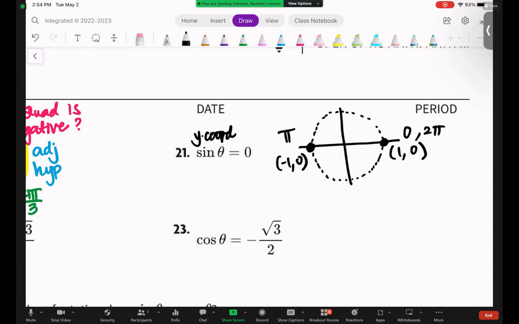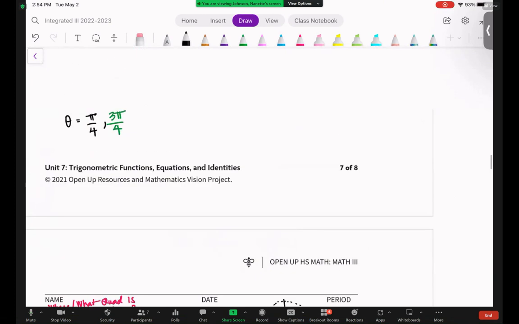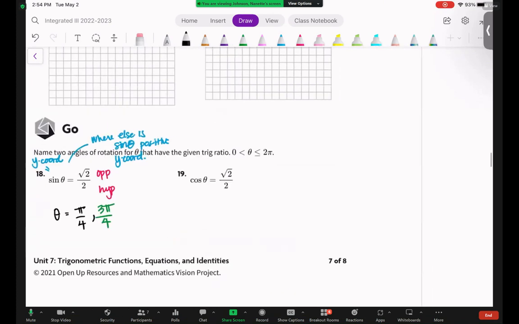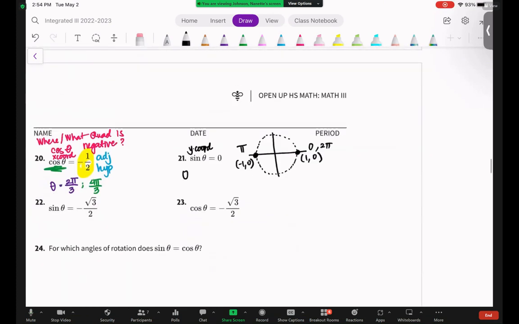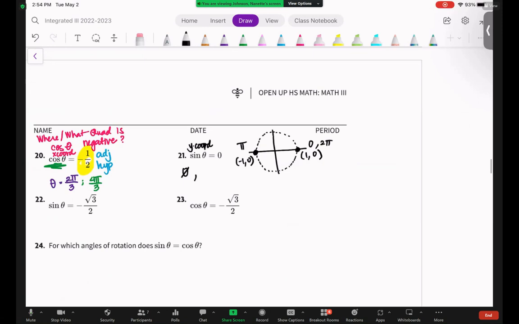So, yep. So it's 0. Oh, wait, what did they say? They said greater than 0. So 0 doesn't count as a solution because they said not to include him. So it's pi and 2 pi.